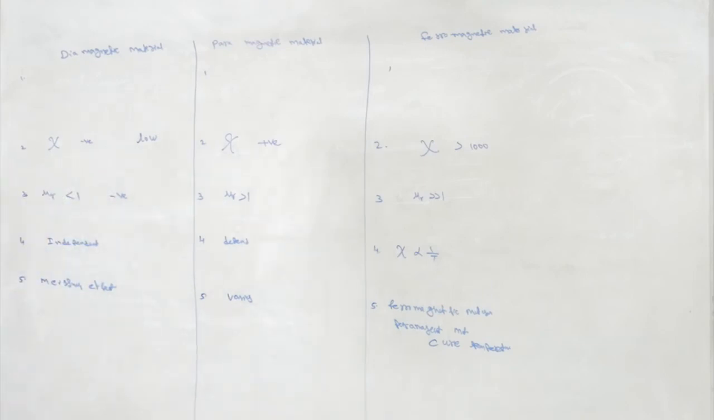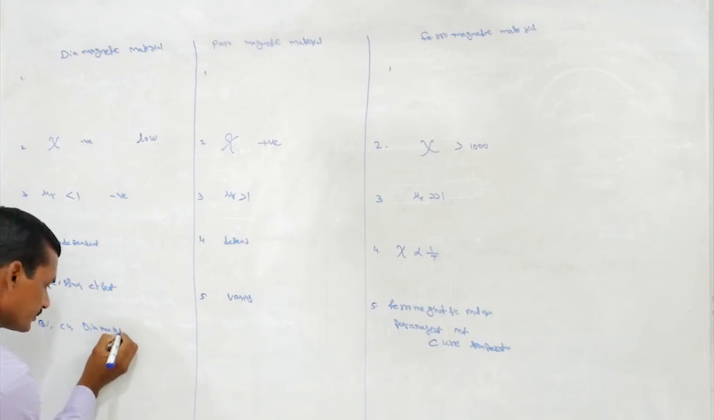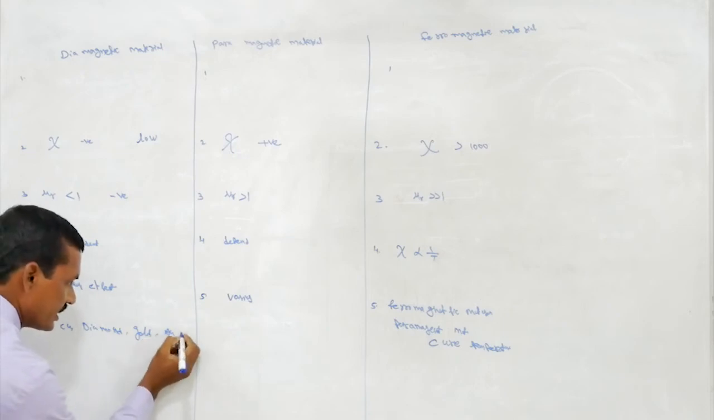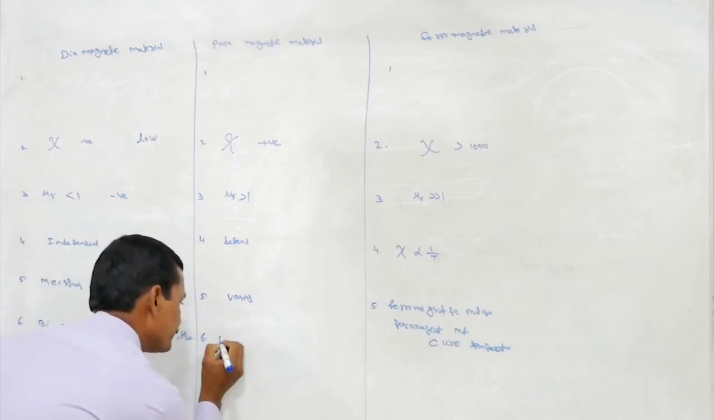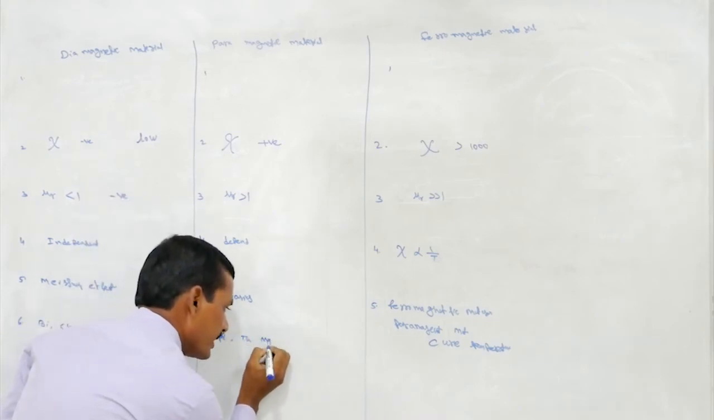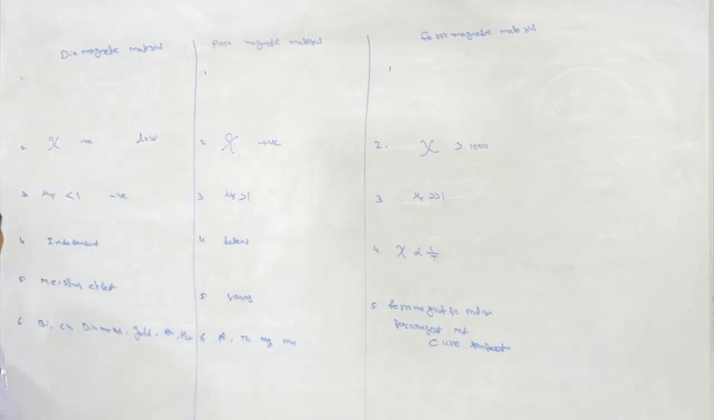Now, examples for diamagnetic materials: bismuth, copper, diamond, gold, silver, water, etc. These are the examples for diamagnetic materials. Now, paramagnetic materials examples are platinum, tungsten, magnesium, manganese, etc.